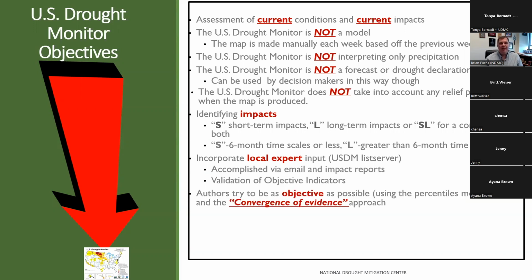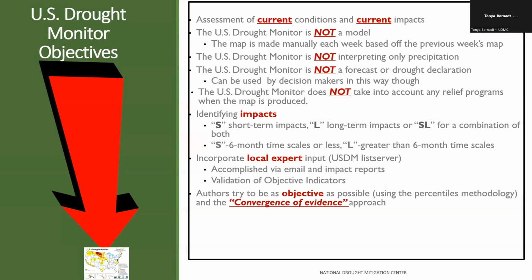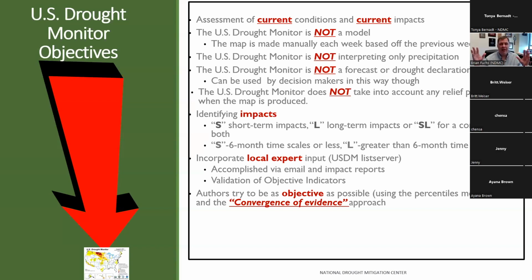Again, we try to be as objective as possible as authors. I don't get a bonus or an extra bonus of any kind by showing more or less drought on the map, but we try to use this convergence of evidence approach. I kind of relate it to a law trial, where we start with all the data, all the information that we have, we start broadly, and then when we start narrowing down that information and data, what's it converging to? What's the DX level that the majority of these indicators are pointing at?